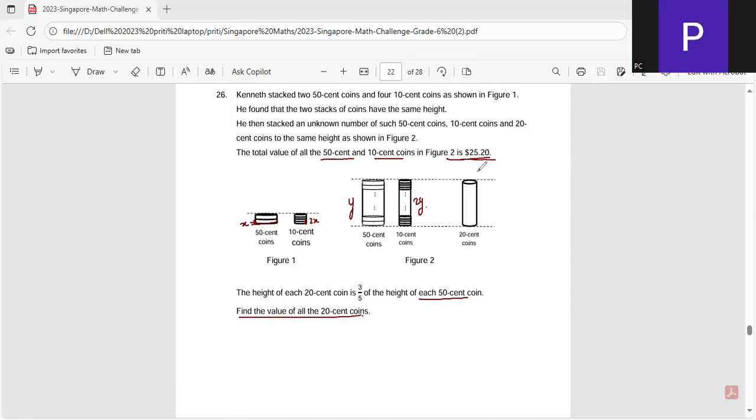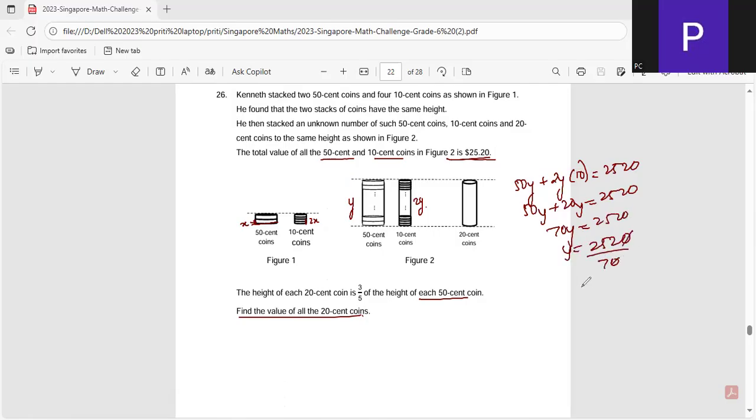So let's just find the value or the number of coins for each of them. So 50 cents, we'll just take 50 cents. Number of coins is y plus 2y into 10 cents, which is 2520. We've converted everything into cents. So 50y plus 20y is equal to 2520. Therefore, 70y is equal to 2520. Therefore, y is equal to 2520 over 70, which is 36. So the total number of 50-cent coins in the stack is 36. And here, the total number of 10-cent coins is 72.